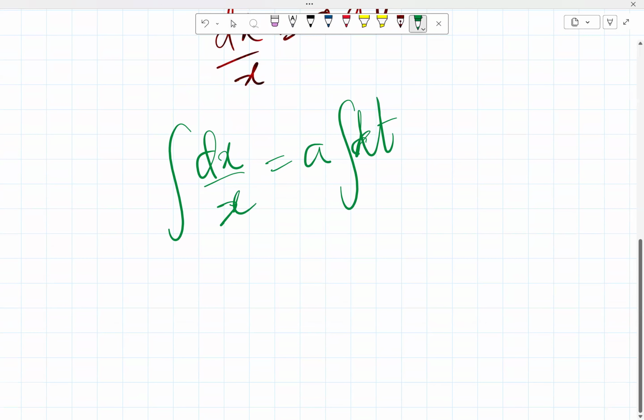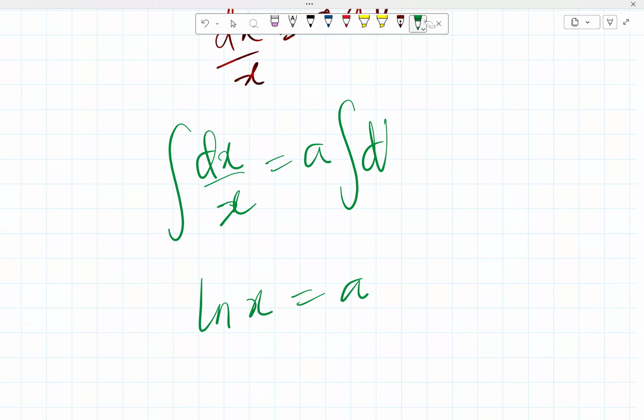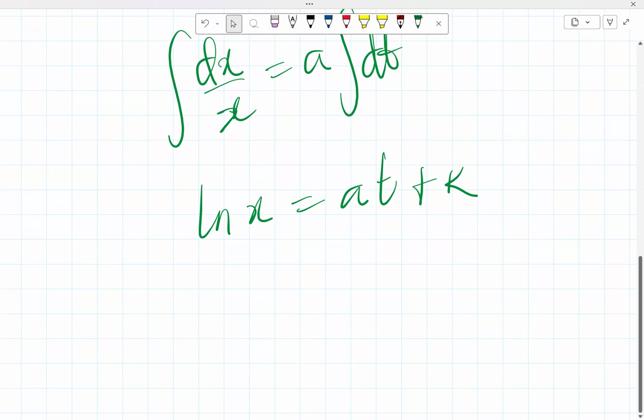Whenever you have the integral of dx over x, if you integrate 1 over x, that's ln x. And this is a. If you integrate dt, you get t. Integrate d of anything, you get that thing. So this is t, and that has to come with a constant. Call that k. That's the constant of, what is it called? I'm trying to remember that constant. It's a constant to make up for the arbitrary constant. Yeah, that's the word I was looking for: arbitrary constant.